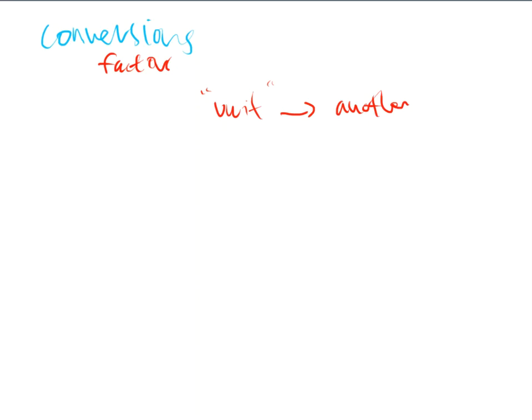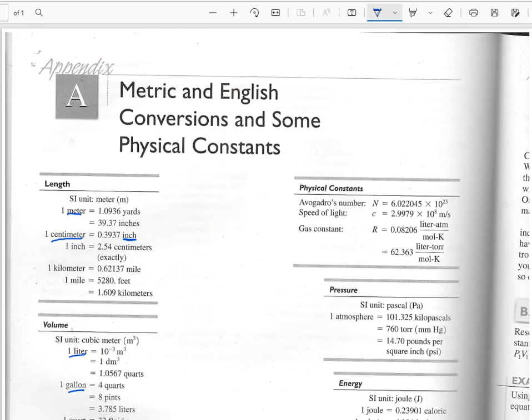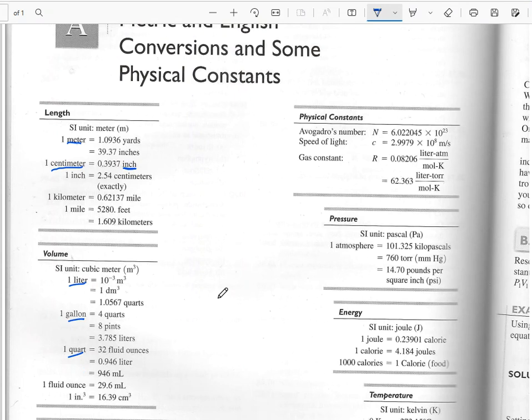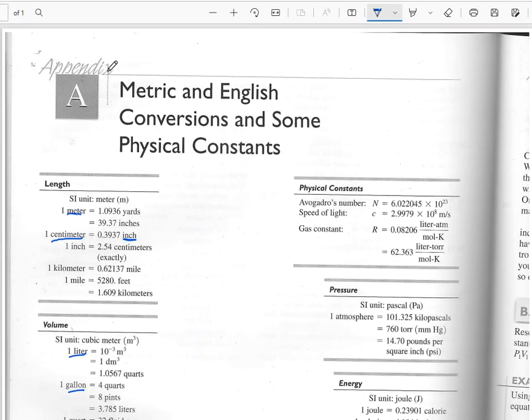A lot of times those are called conversion factors, and those conversion factors are going to be found on a chart that looks very similar to this. This is Appendix A, and it's called Metric and English Conversions and Some Physical Constants. Whenever we talk about these conversion problems in the next video or next two videos, you're going to hear me refer to Appendix A. So have this printed, have this ready, have this convenient, because we're going to be using it quite often.